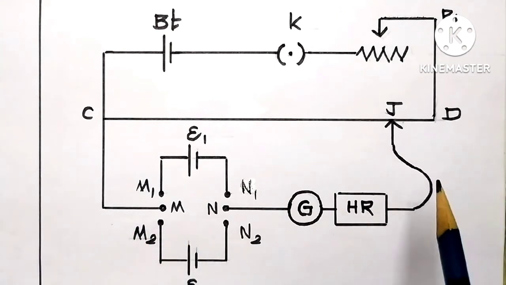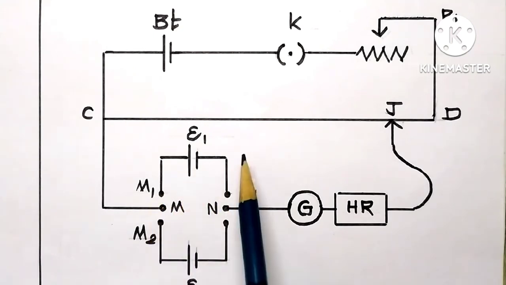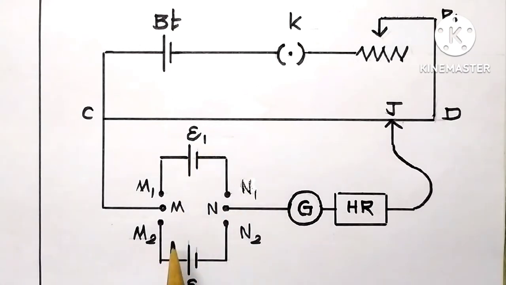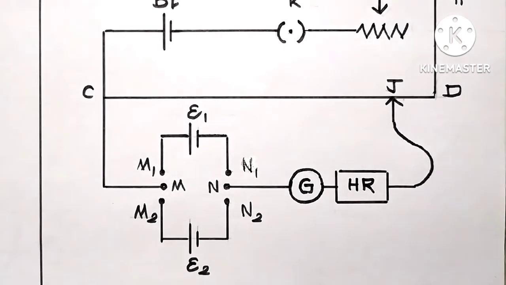In the secondary circuit, we have a DPDT switch. In the DPDT switch, there are 6 terminals. In that, in the above 2 terminals, one primary cell is attached, for example, a Daniel cell. In the 2 terminals below, that is M2 and N2, another primary cell, that is a Leclanche cell, is attached.